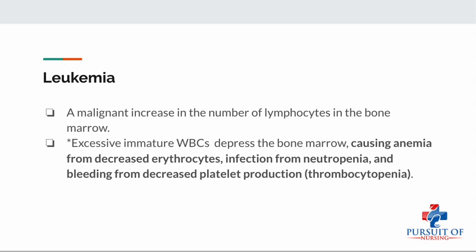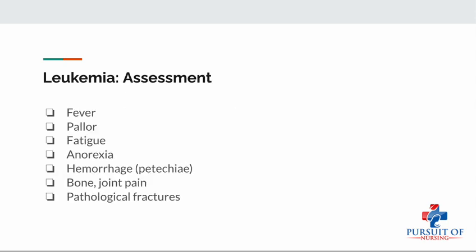So acute lymphocytic leukemia is the most frequent type of cancer in children. It's more common in boys than girls. So a patient with leukemia is going to present with fever, fatigue, anorexia. They might have petechiae and easy bruising, bone pain, joint pain. So signs of infection are going to occur as a result of neutropenia. Also, they may present with hepatosplenomegaly or lymphadenopathy.